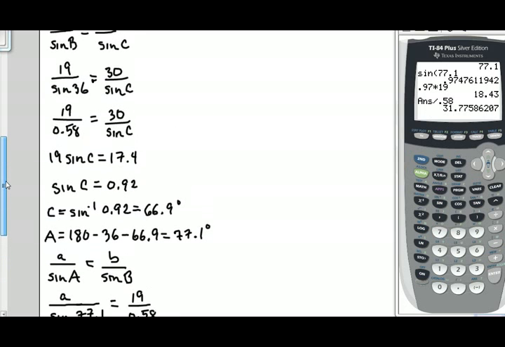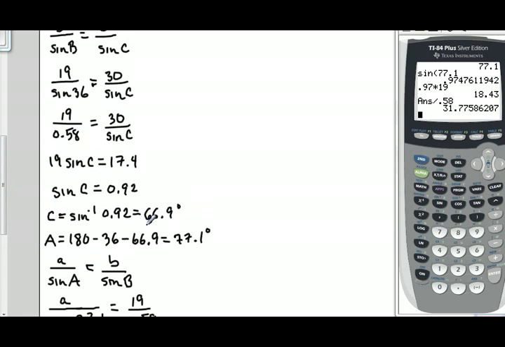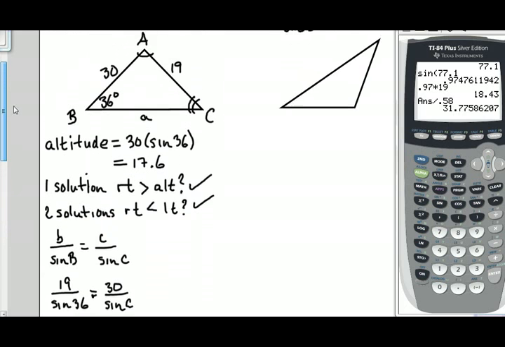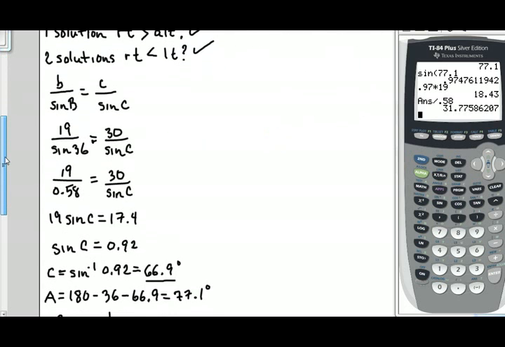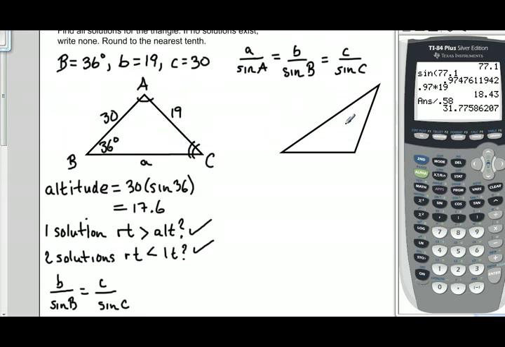Now, recall over here, we found that angle C, that right angle, is 66.9 degrees. That is going to be very instrumental in us doing the second solution. This second triangle will be obtuse, and we're going to label it in the same manner that we started off with for the acute triangle. So let's call this B prime instead of B. We'll call this C prime instead of C. Therefore, this will be A prime. Angle B prime is going to be the same as angle B, 36 degrees, and side C is still 30, side B is still 19.